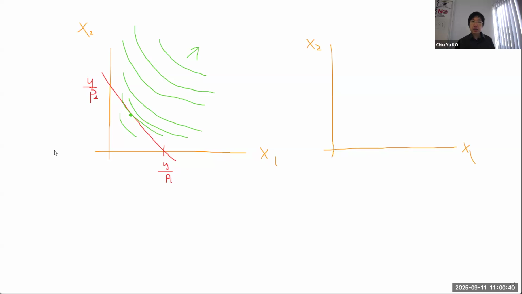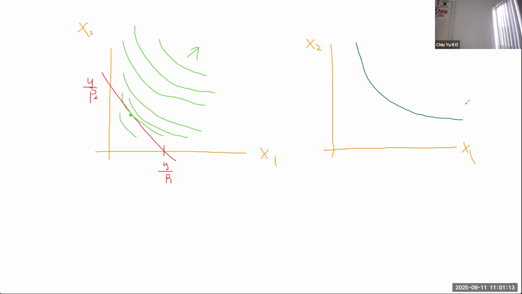All I do is fix a particular indifference curve, okay? I want to find the least expensive bundle to achieve this utility. From a maximization point of view, this is the minimization: I find the least expensive bundle to achieve my utility, okay?